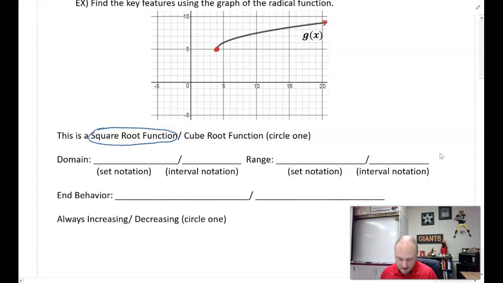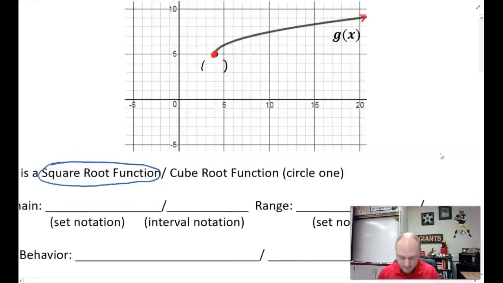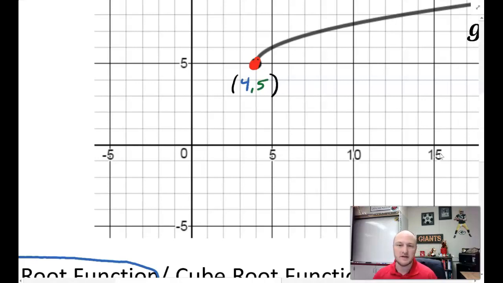But first, let's talk about the domain and the range. What I recommend for these functions is listing an ordered pair wherever that endpoint is. So here's the endpoint, and if we were to make an ordered pair, this would be at (4, 5). Now, why is that important? Because that is an endpoint for our domain and our range.